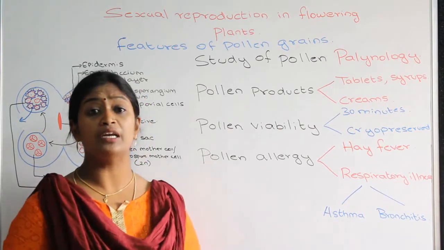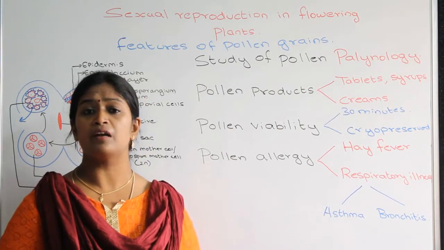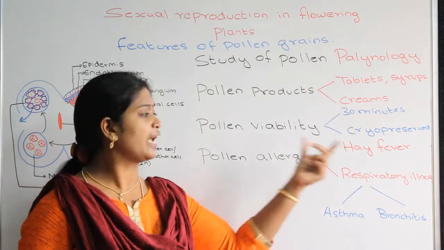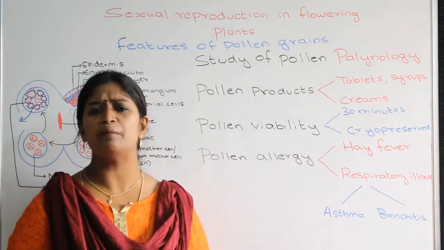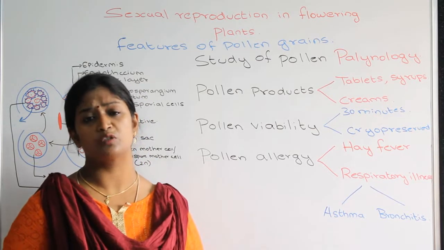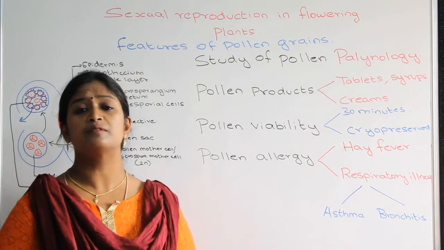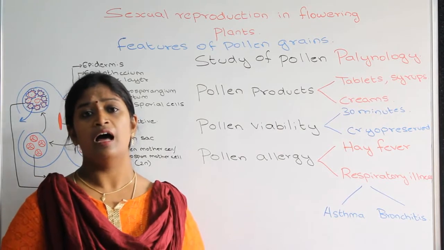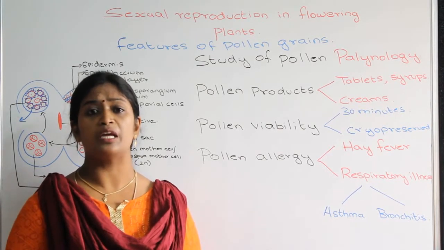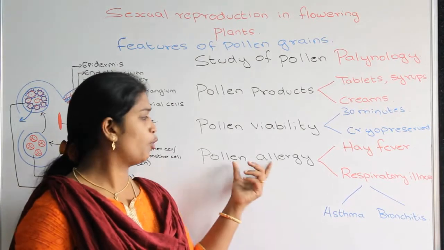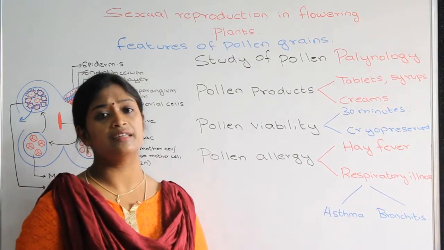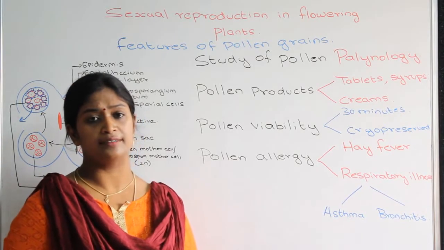Next, about pollen allergy. Many people are allergic to pollens, and this pollen allergy causes hay fever, and this is mainly because of the Parthenium, which is called the carrot grass. This carrot grass or Parthenium was introduced into India as a weed along with the imported wheat. Now this pollen allergy also causes respiratory illness such as asthma and bronchitis.